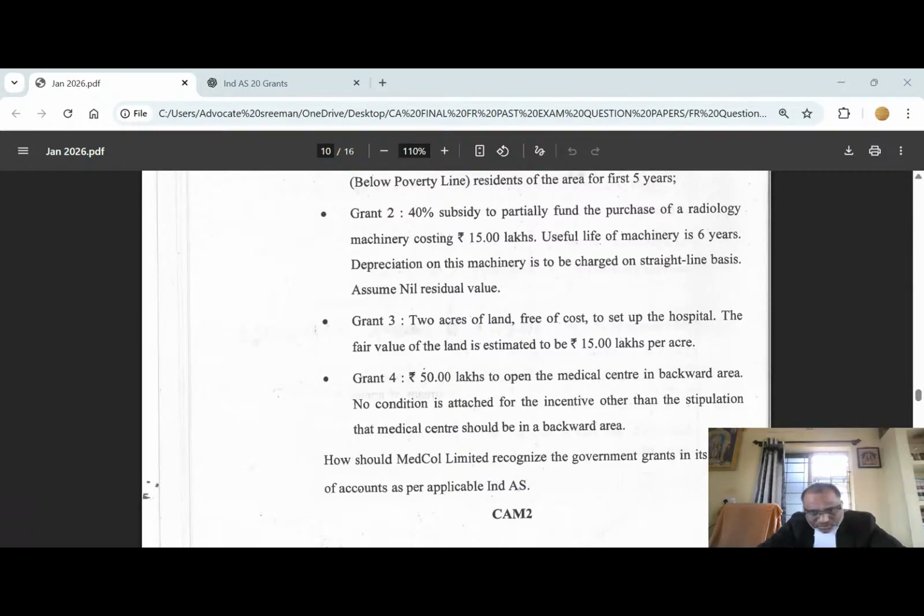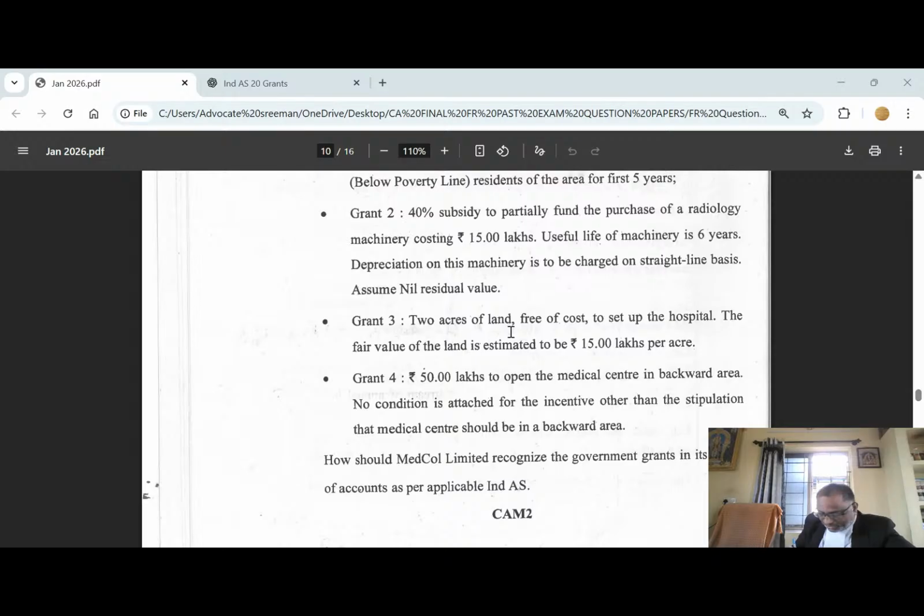Friends, let's talk about Grant 3, 2 acres of land free of cost. To set up the hospital, the fair value of the land is estimated at 15 lakhs per acre. This is how I need to do it. Friend, this is very simple. Fair value of the land: 2 acres into 15, that is equal to 30 lakhs. But the nature of the grant is a non-monetary government grant at nil cost.